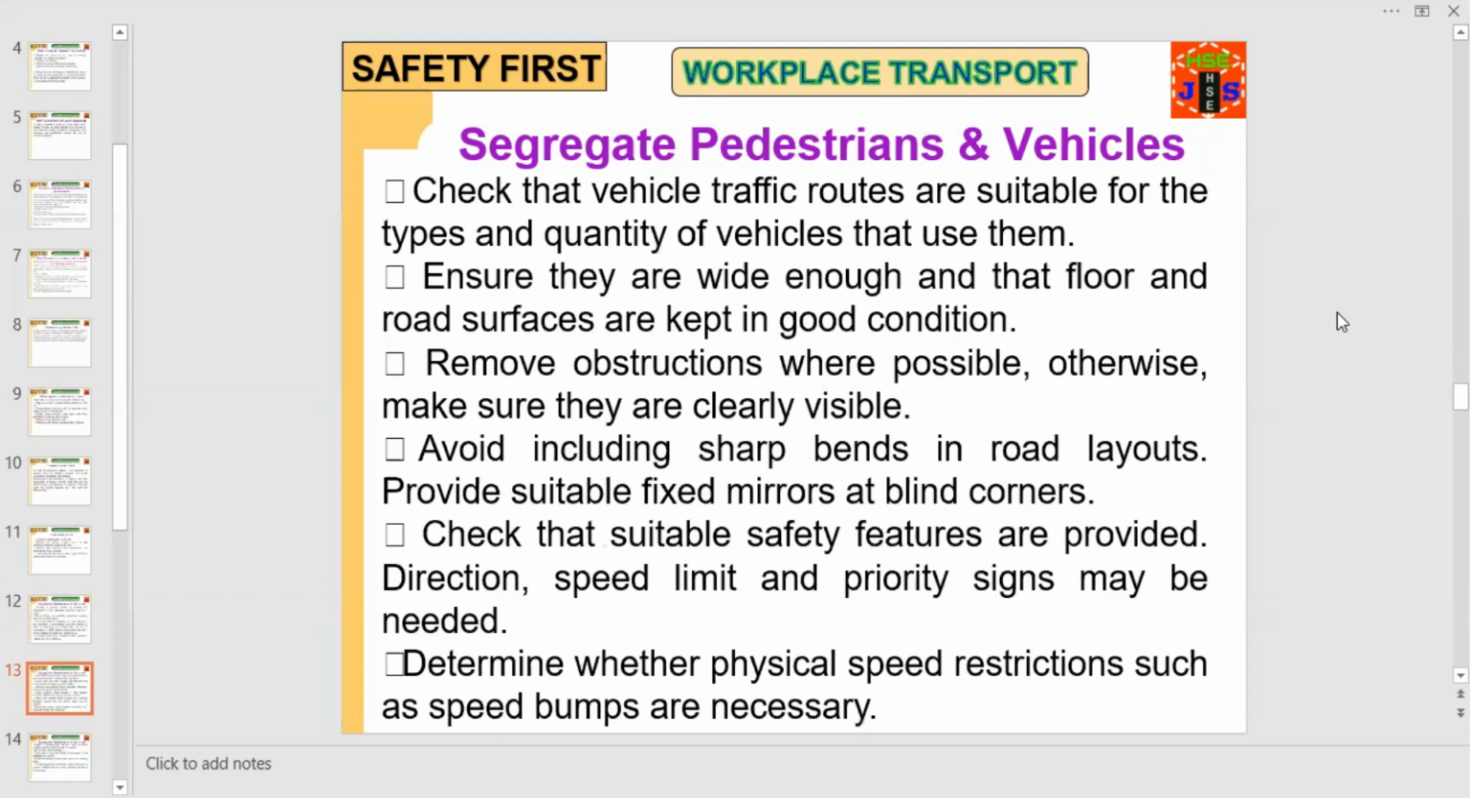Remove obstructions where possible. Otherwise, make sure they are clearly visible. Avoid including sharp bends in road layouts. Provide suitable fixed mirrors at blind corners. Check that suitable safety features are provided. Direction, speed limit, and priority signs may be needed and posted. Determine whether physical speed restrictions such as speed bumps are necessary or not.